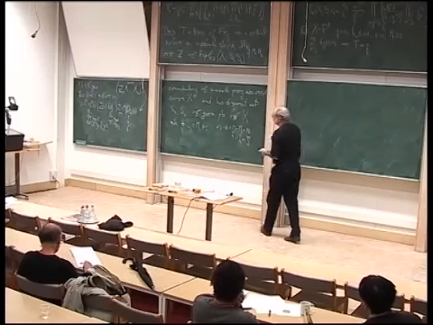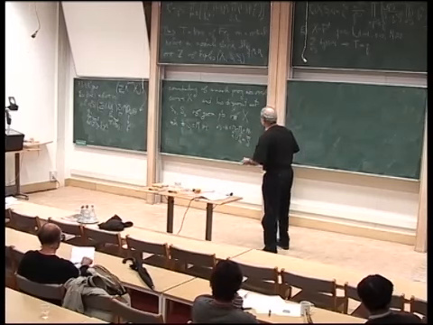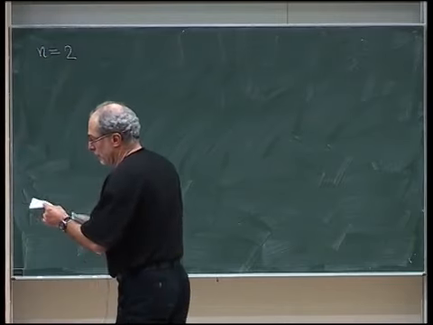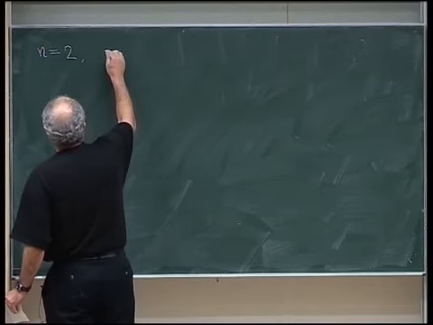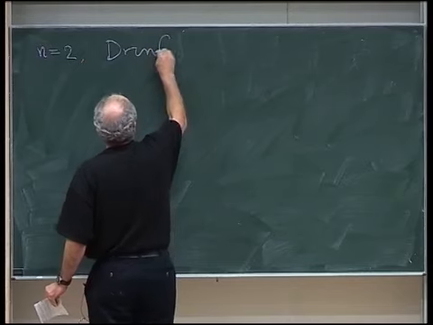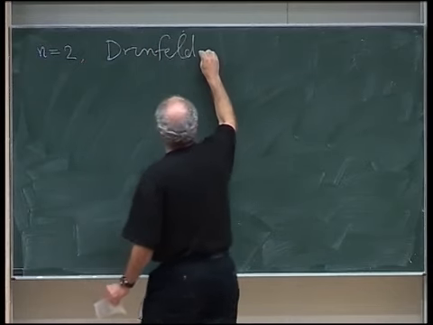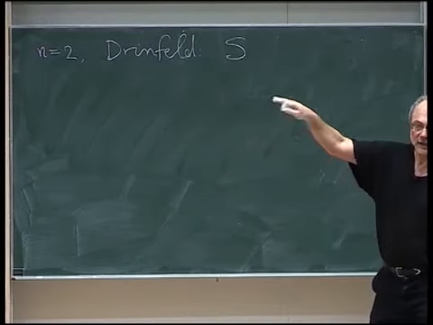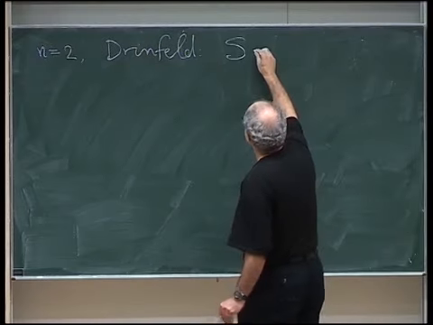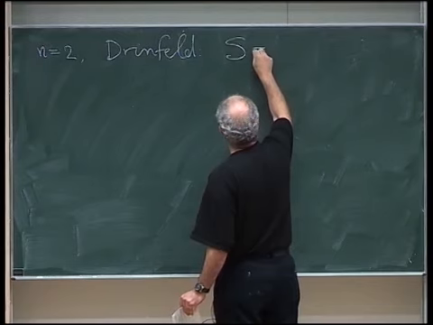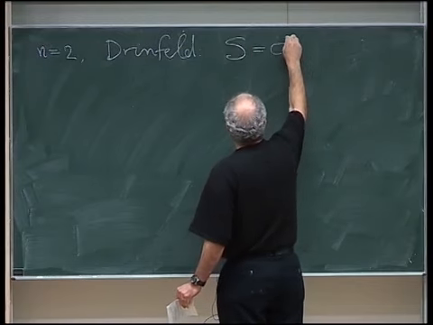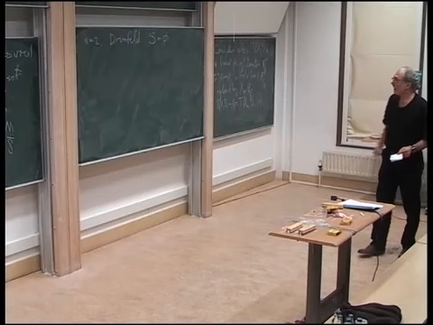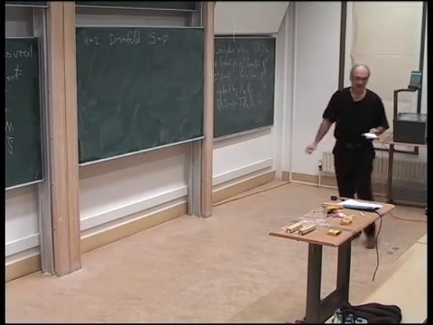So the history for me begins with the case of n equal to 2, and in this case there was the work of Drinfeld, who considered the case, again everything the same, he has a curve, and he looked at the most difficult case, and that is the case where the finite set is empty. This is a very difficult case.